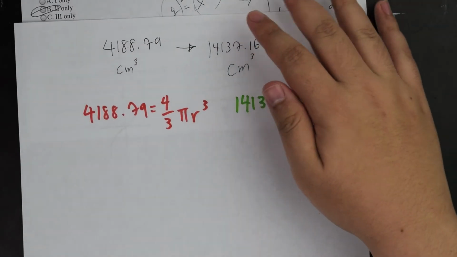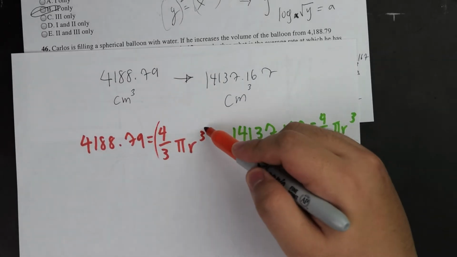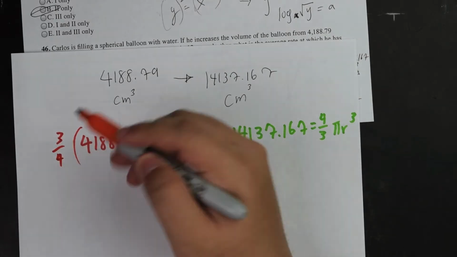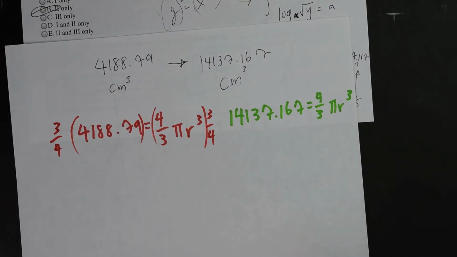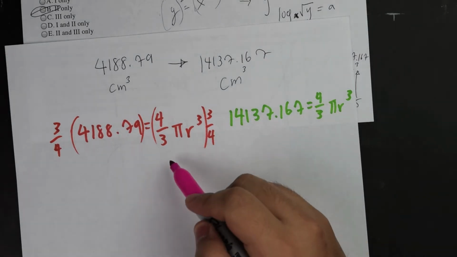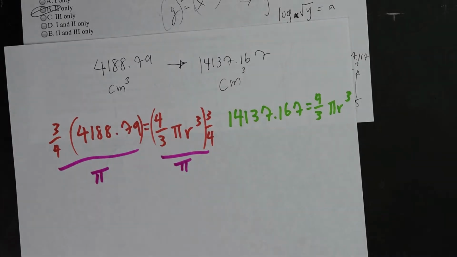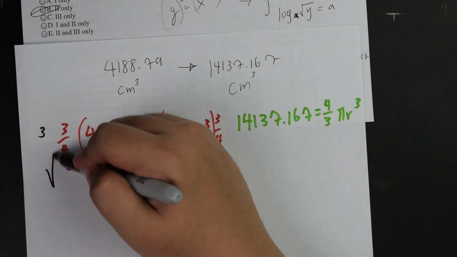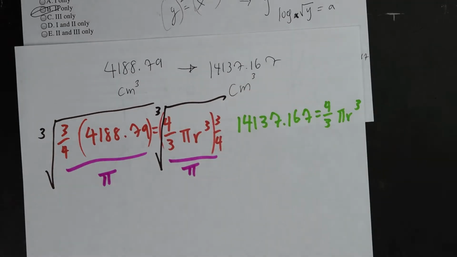So right here, first thing first, I understand that I have to multiply by 3 over 4 to get rid of that 4/3. So I multiplied both sides by 3 over 4. After that step, what I did afterwards was divide by pi on both sides as the second step. And then eventually I just cubic root both sides. Be aware that you should do this step by step, and that's what I did on the calculator.